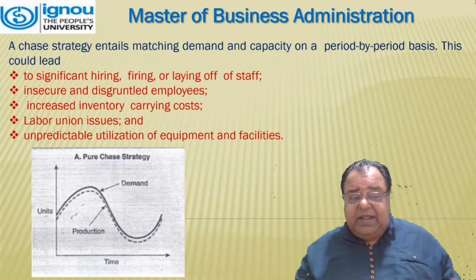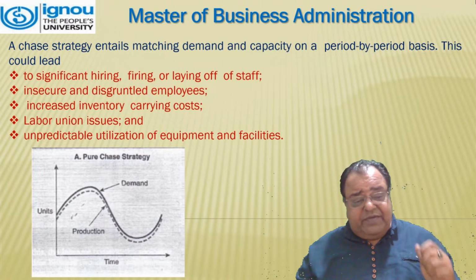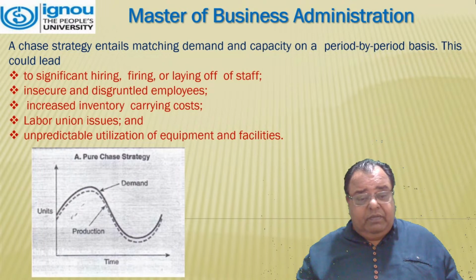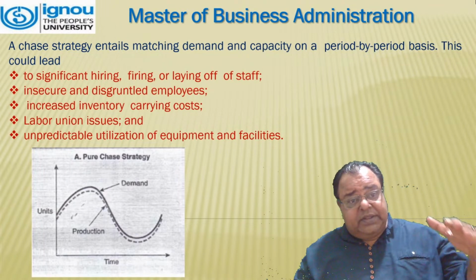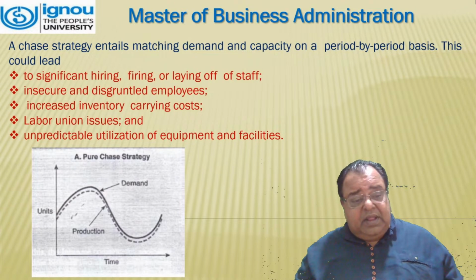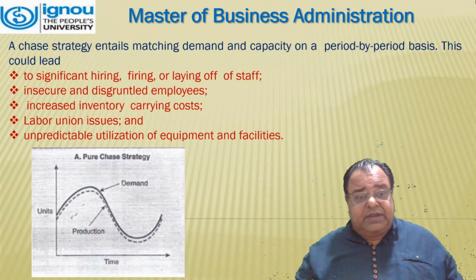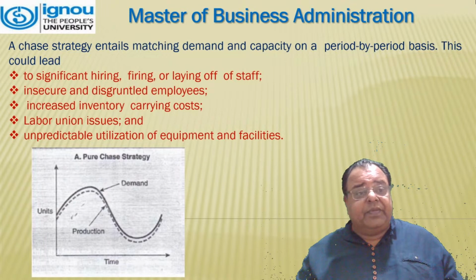We can see that when a graph is drawn with units and time, the dark curve is for the demand. With these constraints, the production is shown by the dotted line. That means it is somewhat down. This is the chase strategy.